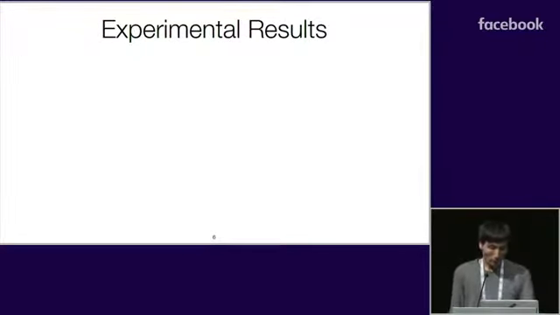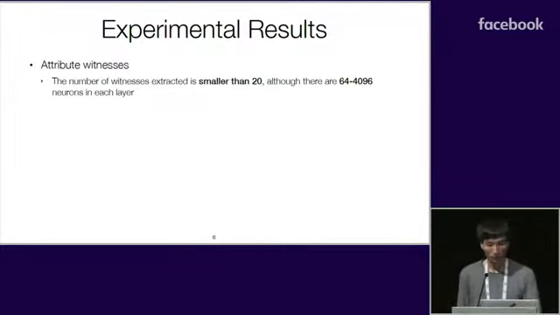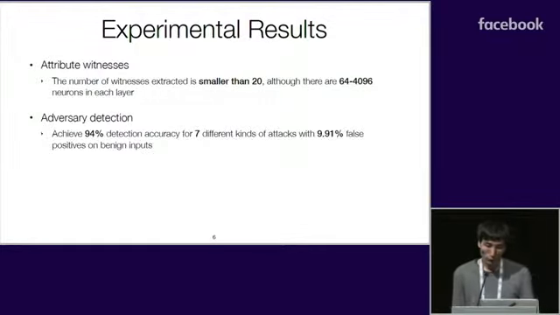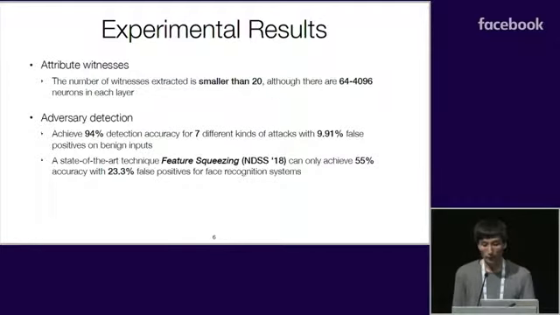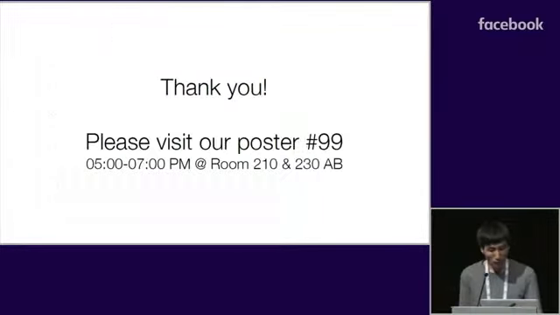For the experimental results, we have fewer than 20 neurons extracted as attribute weaknesses, even though there are 62 to thousands of neurons in each layer. And for detection, we achieve 94% detection accuracy for 7 attacks, and the state-of-the-art technique can only achieve 55% accuracy on face recognition systems.